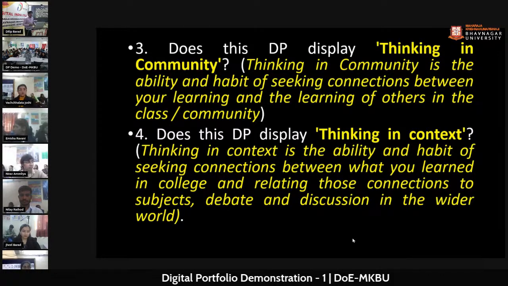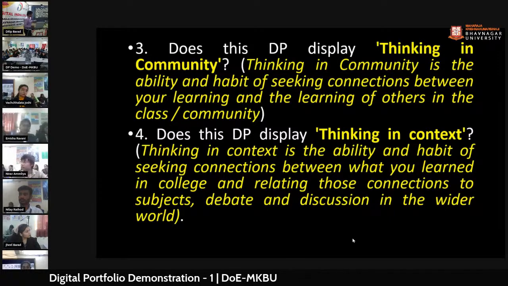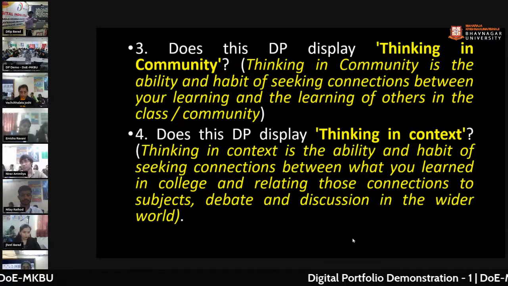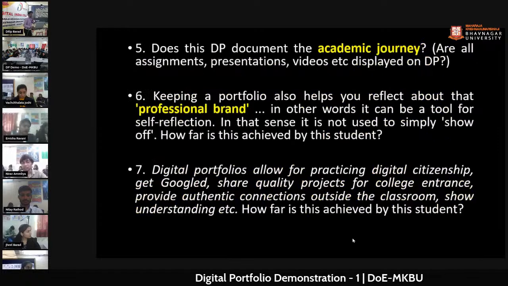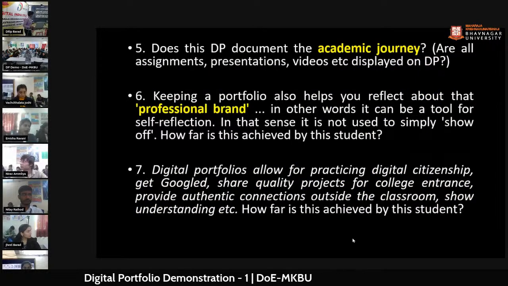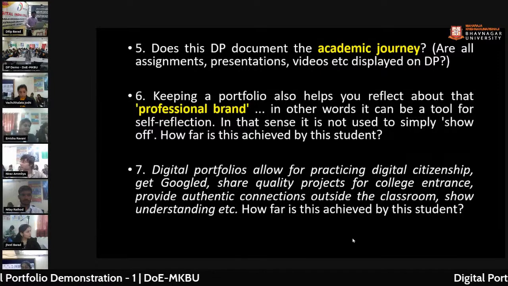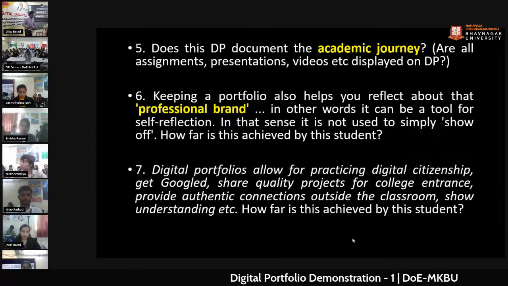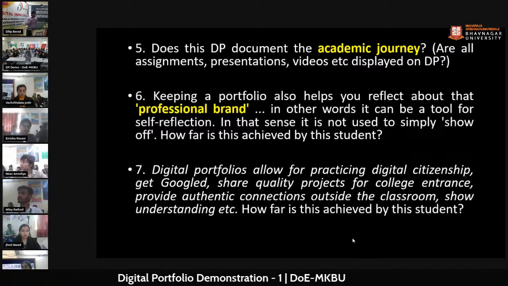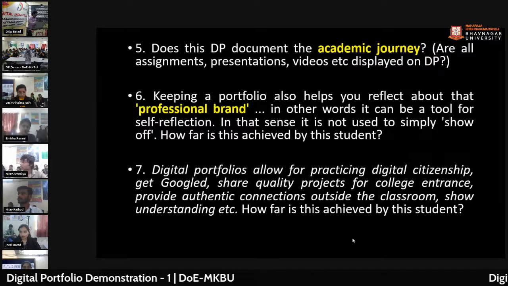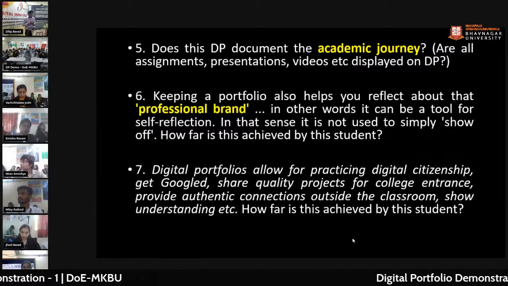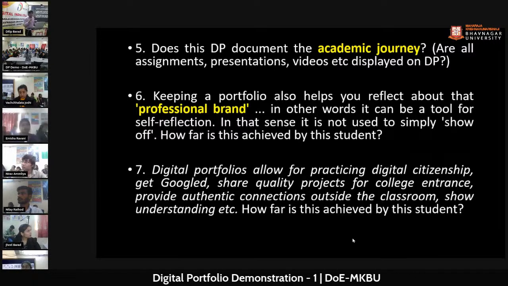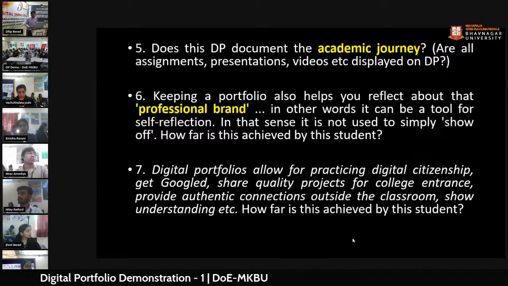Thinking in context is the ability or habit of seeking connections between what you learned in college and the subjects of debate and discussion in the wider world also. In the same way, this will also talk about your academic journey: your assignments, presentations, videos. So you also have to tell that this is my academic journey. We want 5 years, but if you have given 2 years, that is good enough. We want the 5 years journey, 3 years of BA and 2 years of MA, but even if that is not done, that is fine. This is your professional brand, the digital portfolio as your professional brand.